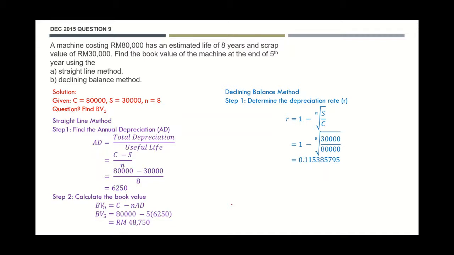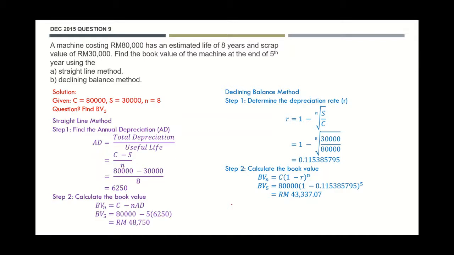Okay, so once you already have the depreciation rate, now you can find the book value using the formula BVN equal to C times (1 minus R) to the power of N. And again, in these situations, N depends on the year that you are looking for. So in this case, N is equal to 5. So substituting N equal to 5, C equal to 80,000, and R with the value that we have just found.